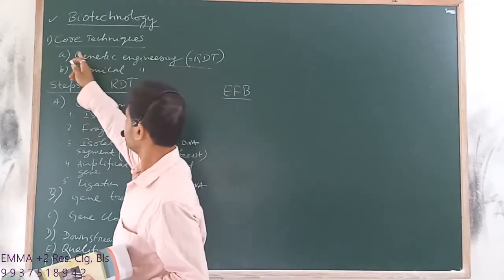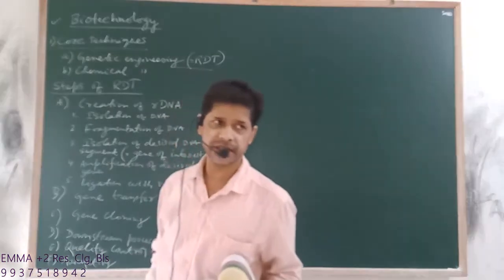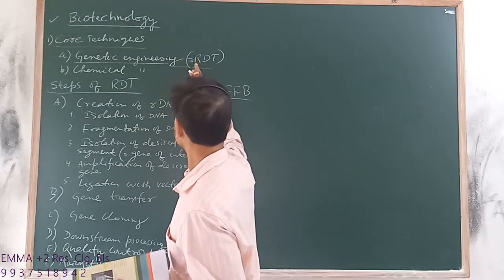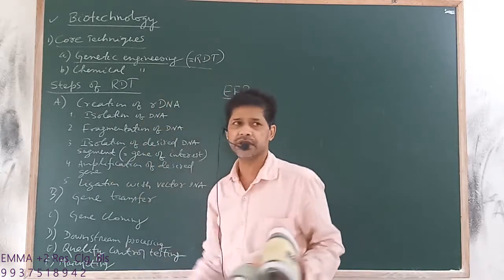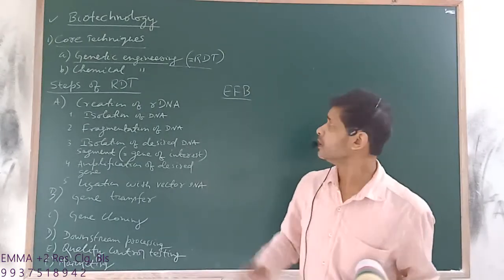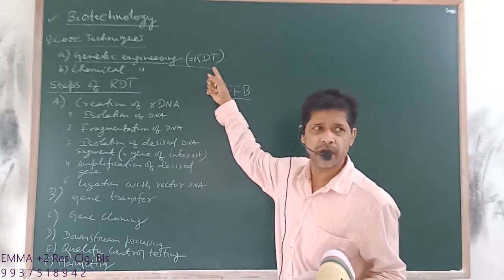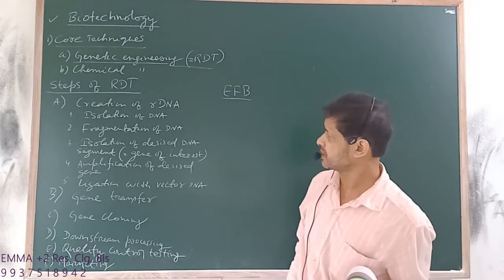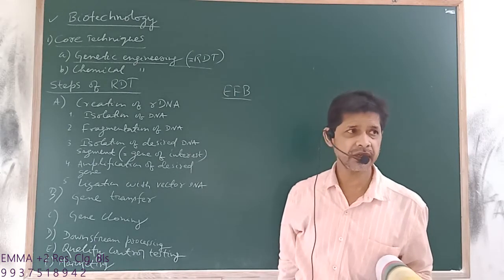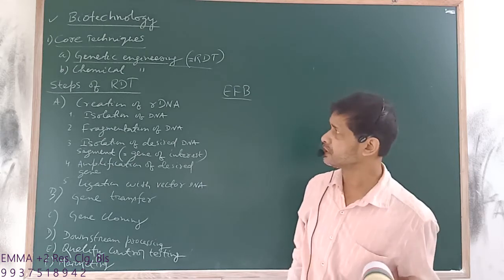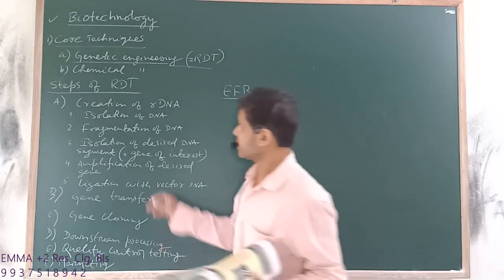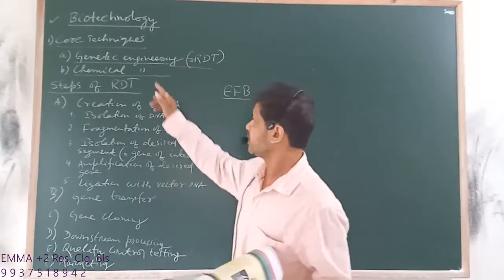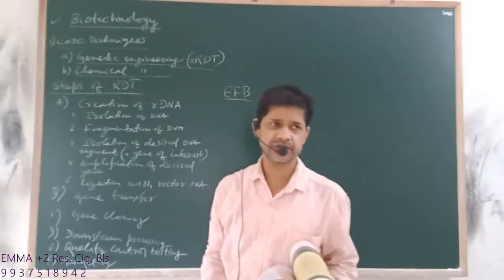Now, biotechnology includes these two core techniques. One is genetic engineering, otherwise called recombinant DNA technology, RDT. This technology involves the construction of recombinant DNA. That's why genetic engineering is also known as recombinant DNA technology. This is the first core technique. Then the second one is chemical engineering. So we'll discuss now what are these two things.